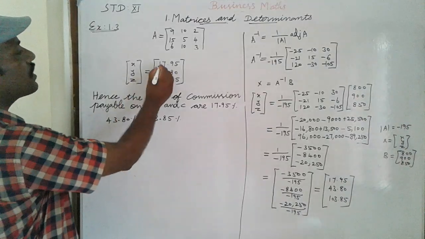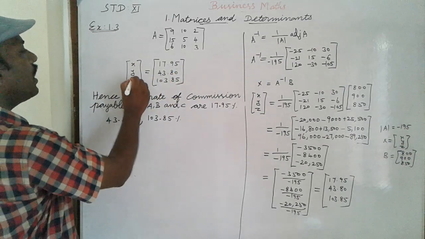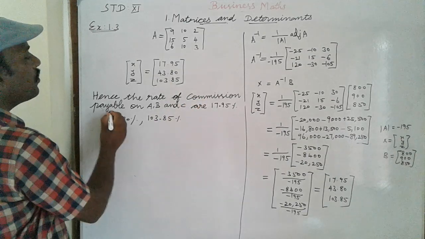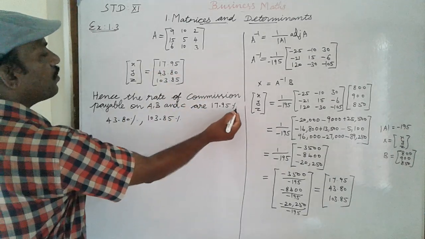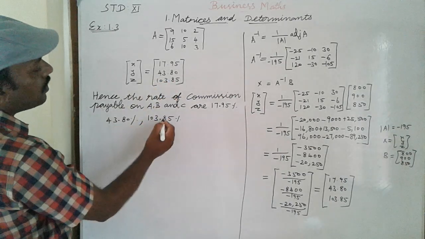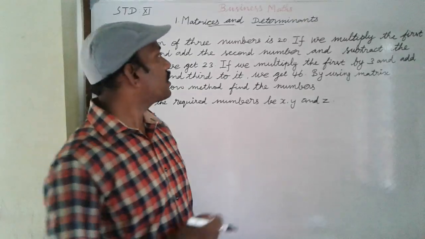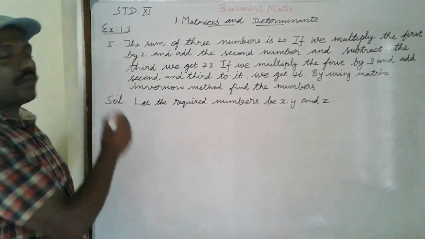X is 17.95, Y is 43.80, Z is 103.85. Hence the rate of commission payable on A, B and C are 17.95%, 43.80%, 103.85%. That's all. 11th standard business maths, matrices and determinants, exercise 1.3, fifth sum.